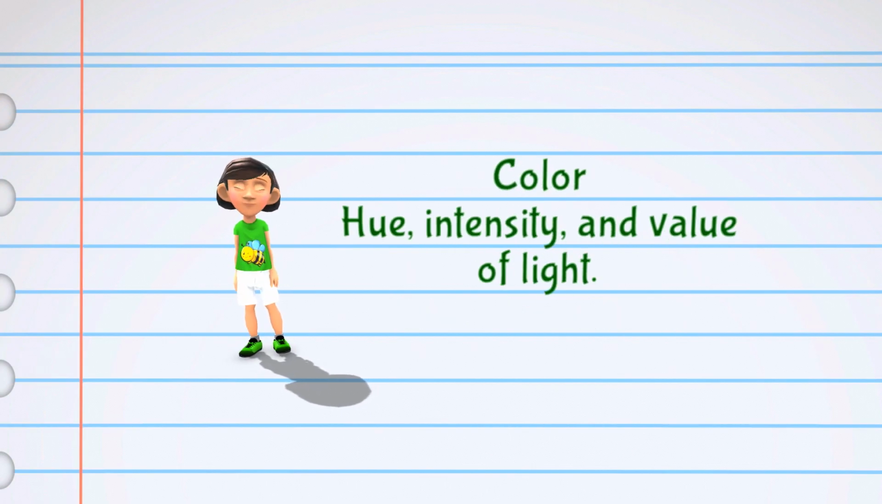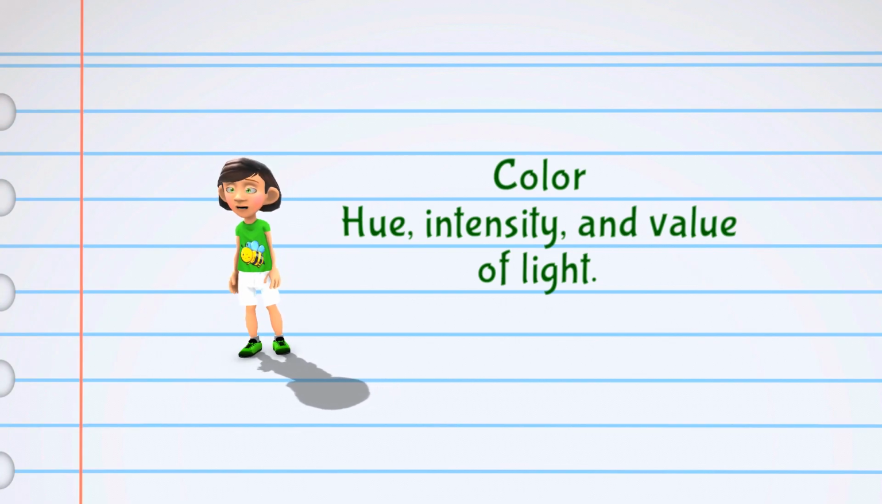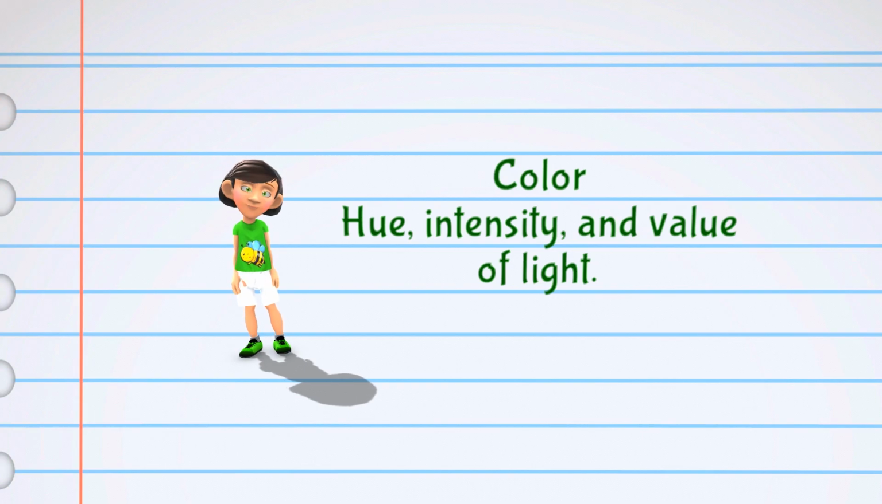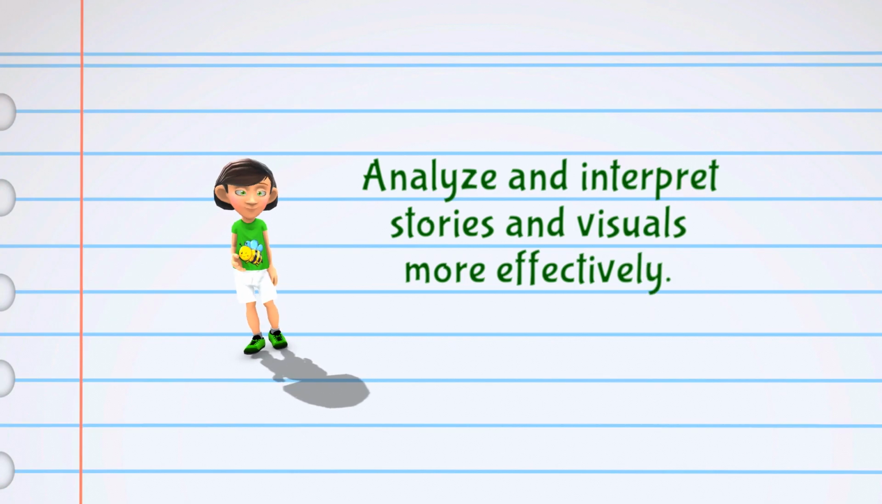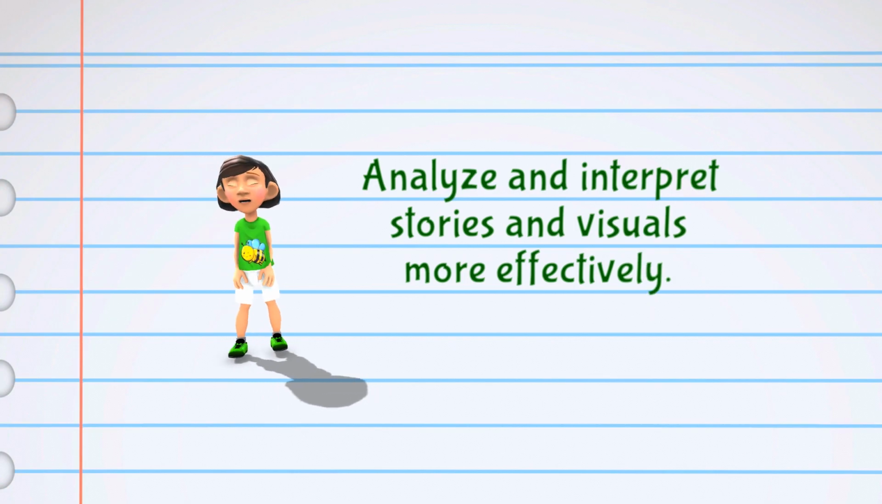Color, or the hue, intensity, and value of light that is reflected off an object. Colors can be primary, secondary, or tertiary. For example, in a painting of a landscape, the sky might be painted blue while the trees might be painted green. Understanding story elements and visual elements can help kids analyze and interpret stories and visuals more effectively.